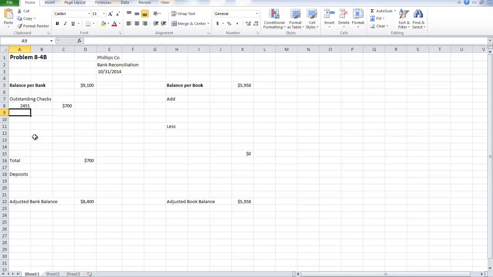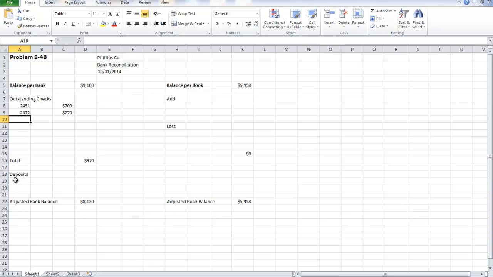Then we check for check number 2470. It shows up for $396. We don't need to include that. Check number 2471 is included. Don't need to include that one. Check number 2472 does not show up in the bank statement list, so we need to include it on the bank reconciliation for $270. And check number 2474 for $578 shows up, so we do not need to include it. That takes care of the bank reconciliation from the previous month.